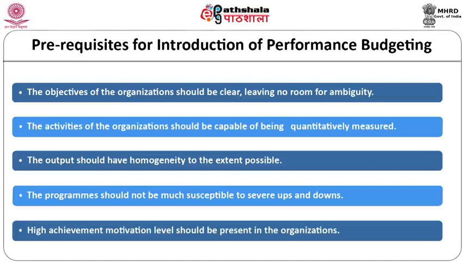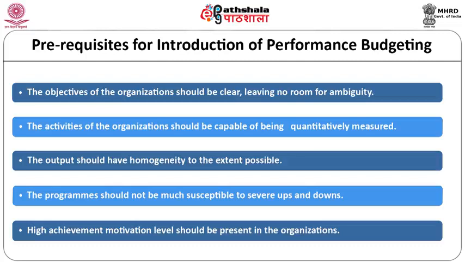Then high achievement, another prerequisite, is that there must be a high achievement motivation level present in the organization. In very simple words, the people working in the organizations may have a higher motivational level, so that they can perform the functions, implement the programs and be motivated to perform the activities under those functions and programs at an effective level. Only then can we adhere to the norms and standards which are laid down for the measurement of the performance. That's essential prerequisite one.